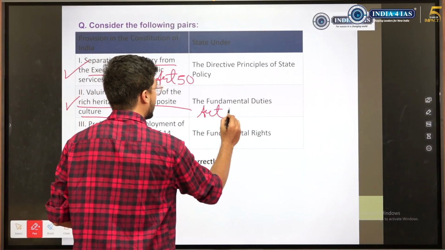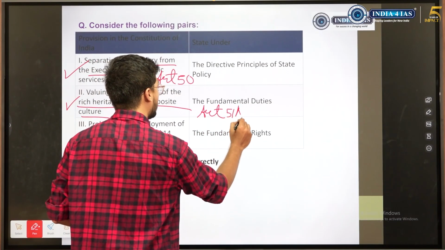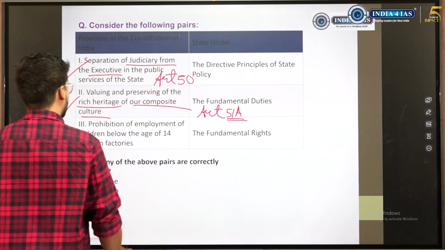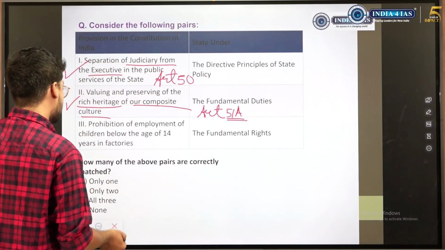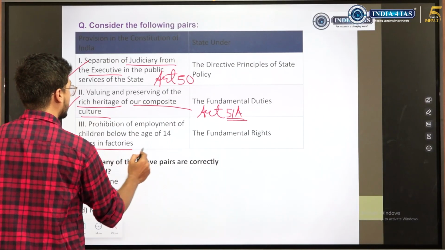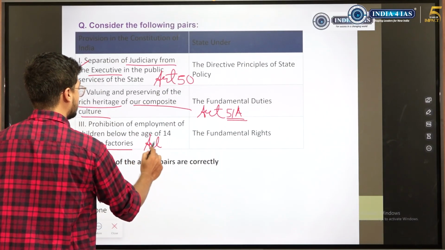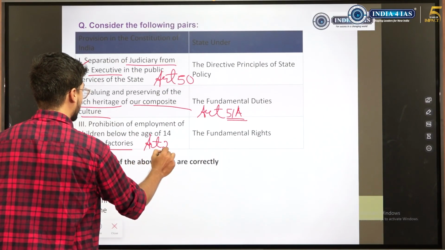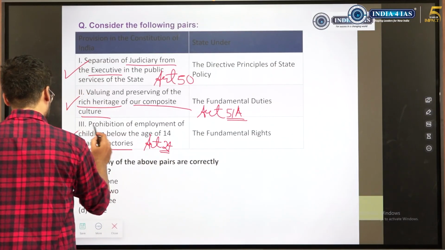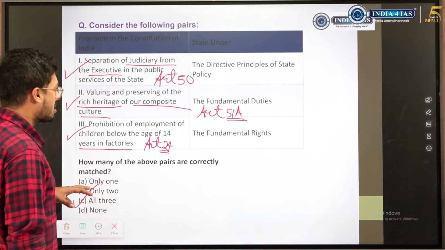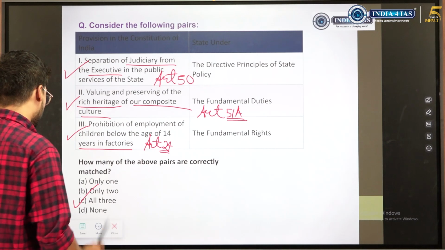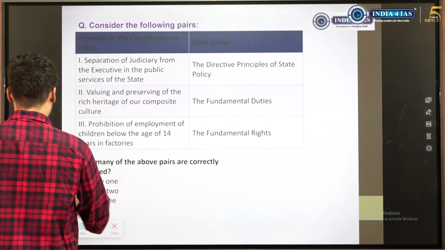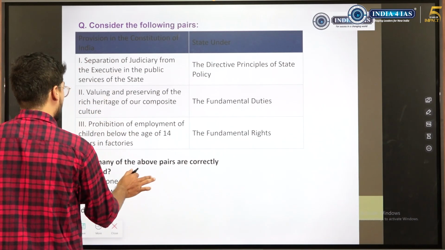This should also be learned by heart: Article 51A. Prohibition of employment of children below the age of 14 years in factories comes under Article 24, which is a fundamental right. The answer is all three. These are questions where we cannot afford to make a mistake. So please have a control over these important topics.